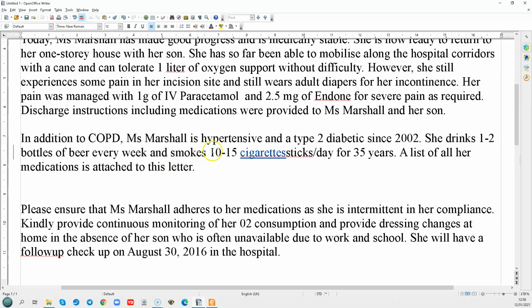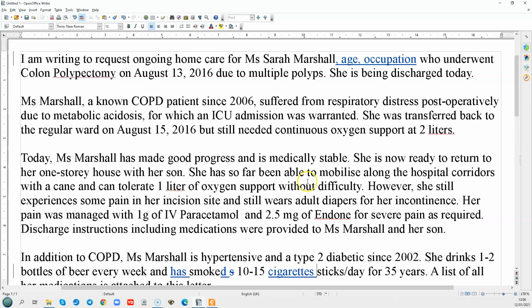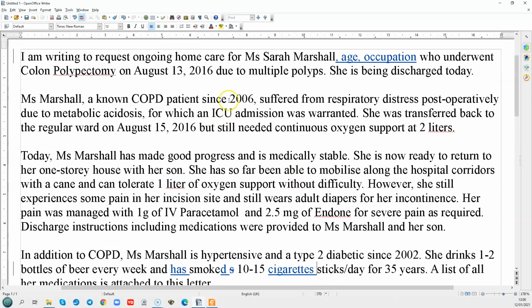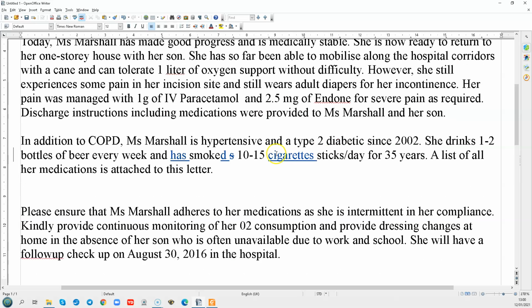Now, why is it present simple? Shouldn't it be present perfect? Unless she stopped, or I don't know if she has stopped or not. Doesn't tell me if she has or not, but okay. So instead of having this here, a known COPD, so we've got from 2006, then we jump straight into what happened in the operation. So I would, again, not mix themes in a paragraph.